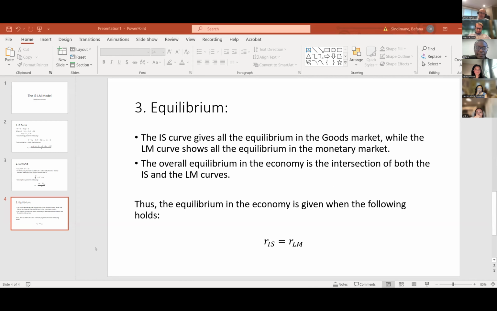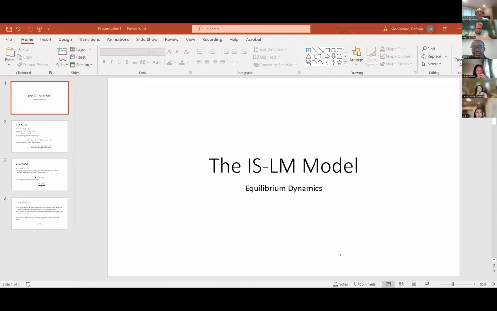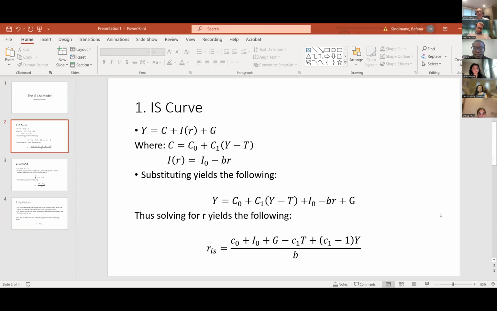So I just created a few formulas to give context before the code. The IS-LM model contains the IS curve and the LM curve. The IS curve is basically the equilibrium in the goods market, and the LM curve captures the equilibrium in the monetary market.